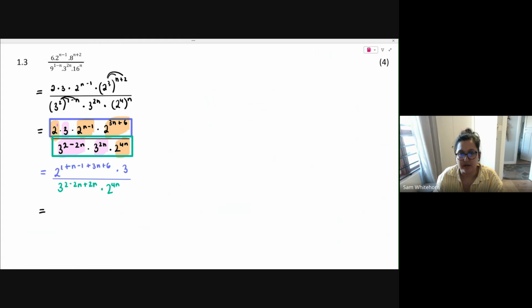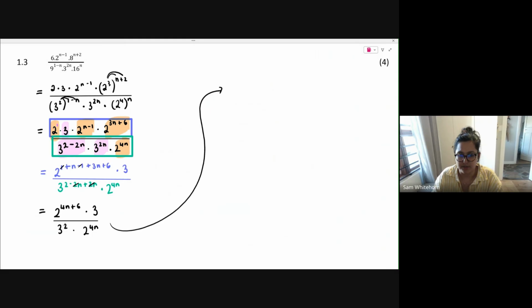So I'm going to simplify this. 1 minus 1 cancels out. n plus 3n is 4n, so we've got 2 to the power 4n, and then we still have that plus 6 at the end, times 3. In my denominator, I've got 3 to the power 2 minus 2n plus 2n, which cancels, so I've just got 3 to the power 2 times 2 to the power 4n.